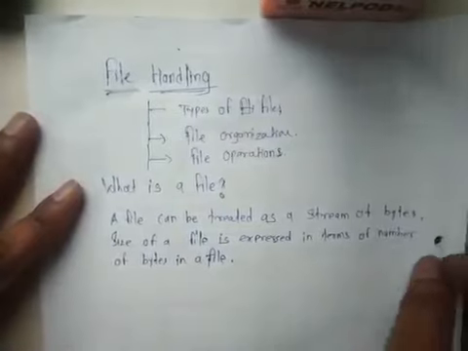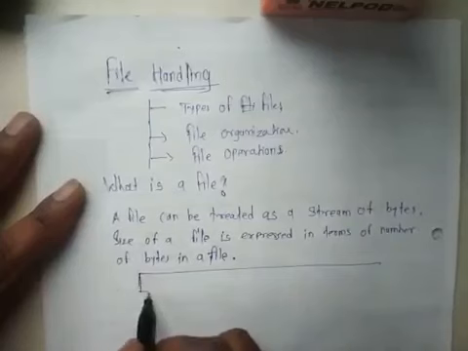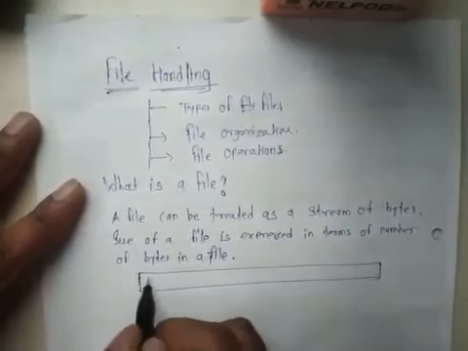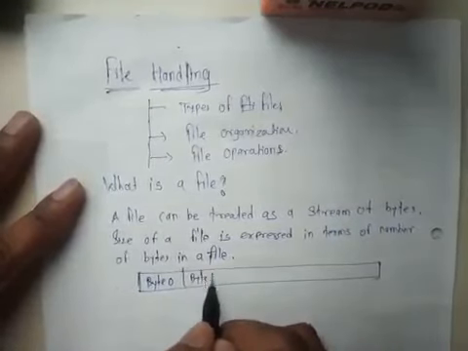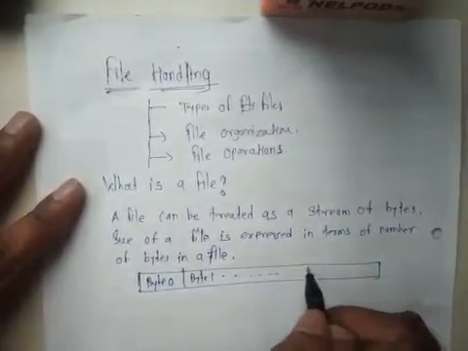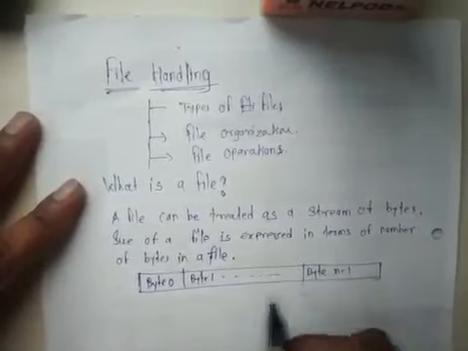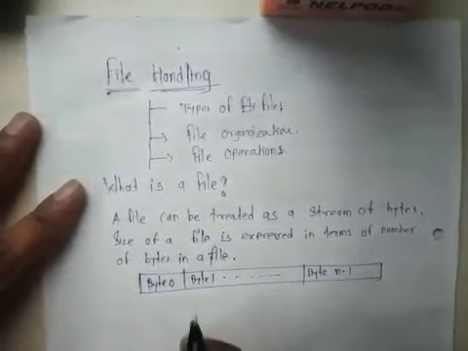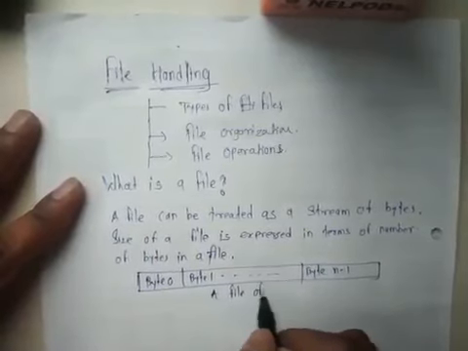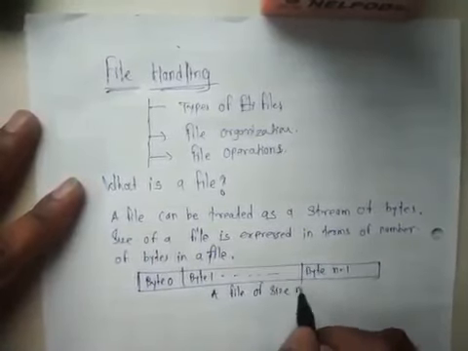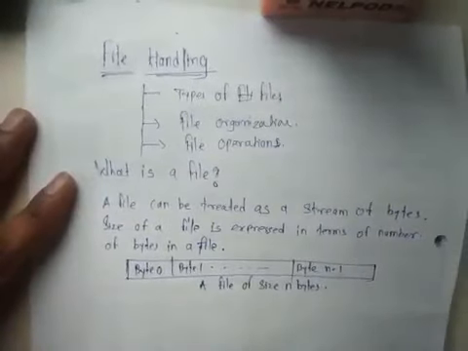Like, if I draw the representation of bytes, this is byte 0, byte 1, and so on, up to byte n minus 1, like this. So this is a file of size n bytes.